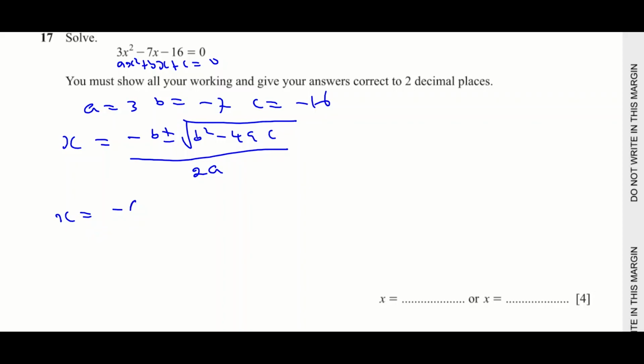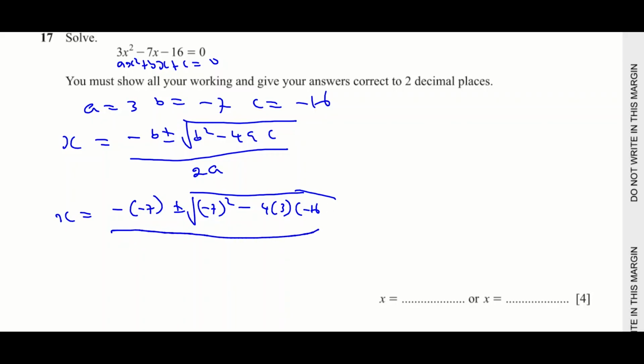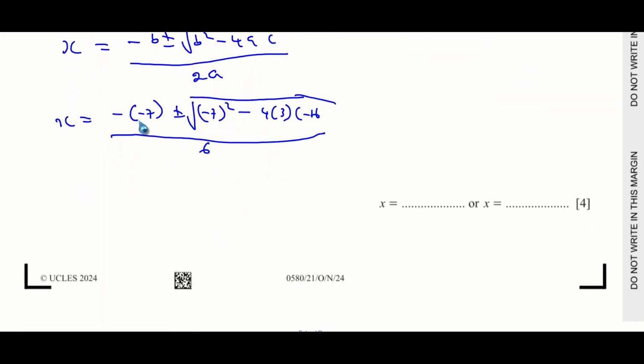So this will be minus into minus 7 plus or minus square root of negative 7 squared. Okay, so this will be minus 4 into 3 into negative 16. Okay, then everything over 2a, which is 6. So if you input the whole of this into your calculator, x should be equal to, I think this should be plus, then plus or minus. You can input this into your calculator. It should give you square root of 241 over 6.